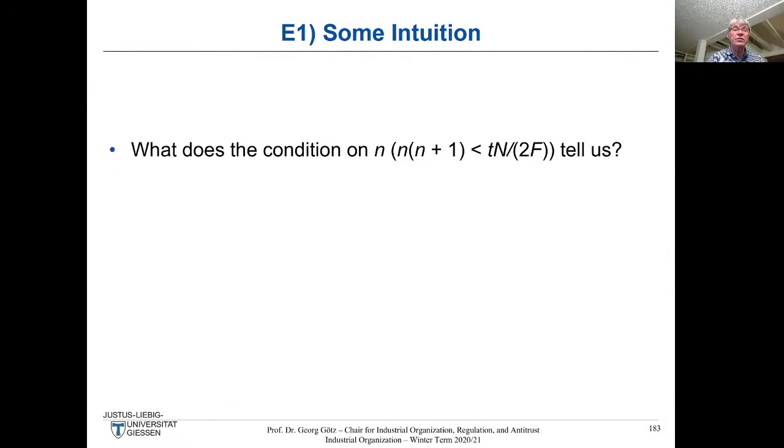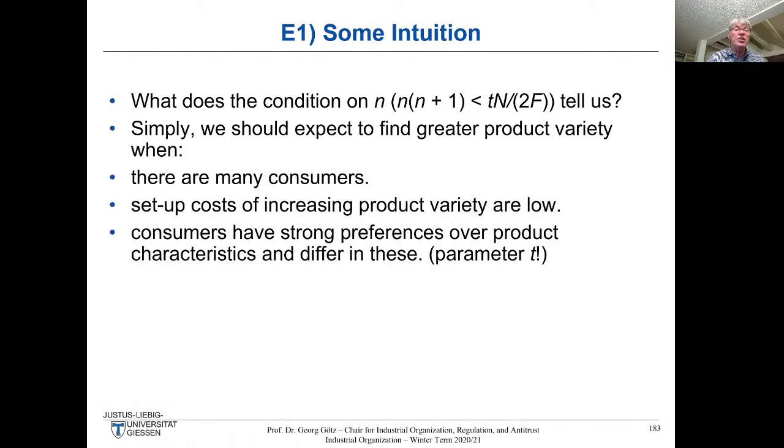Does this make sense? What does this condition tell us? Of course, it tells us we find a greater product variety if we have more consumers, if this capital N is larger. Should be clear, because then you just have more and more economies of scale in a sense. Okay, so in that respect, these setup costs are not so important. Of course, they are not so important as well if the costs are low.